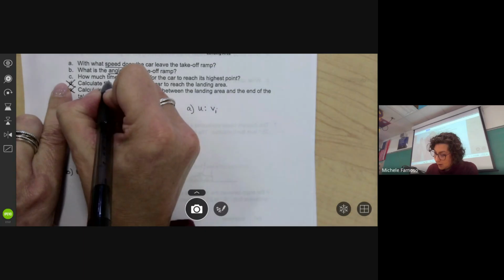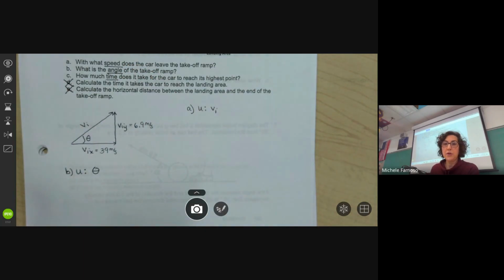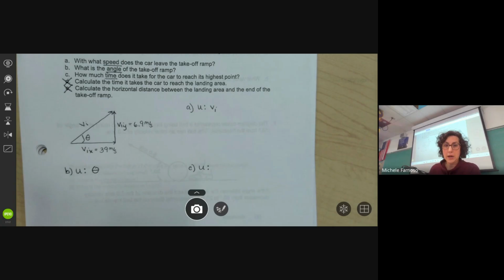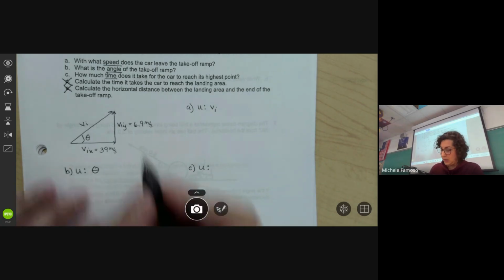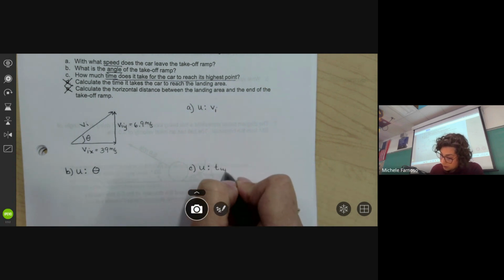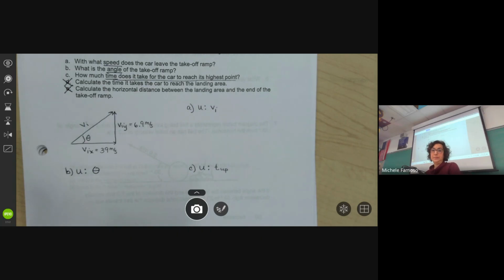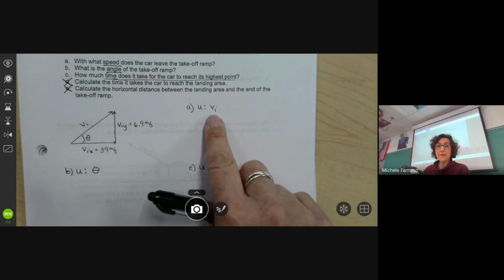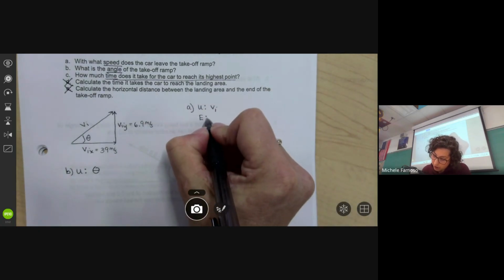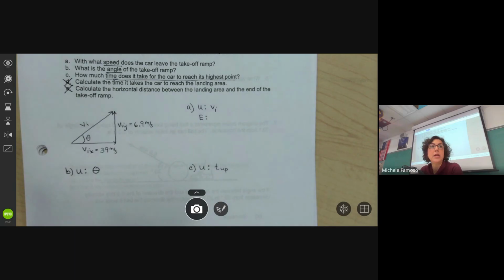Part C says, how much time does it take for the car to reach the highest point? What does that mean we are looking for in part C? The time up. I heard you say that, Colin. Thank you. The time up. T up. We're not going to make our chart yet. Let's get the VI and the theta first. How can I find VI on that picture? What equation from our reference table can we write?